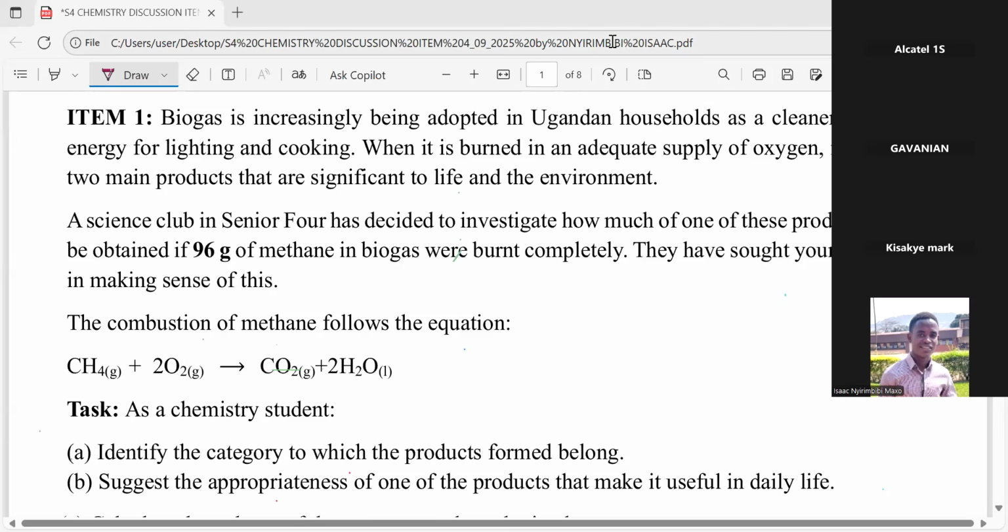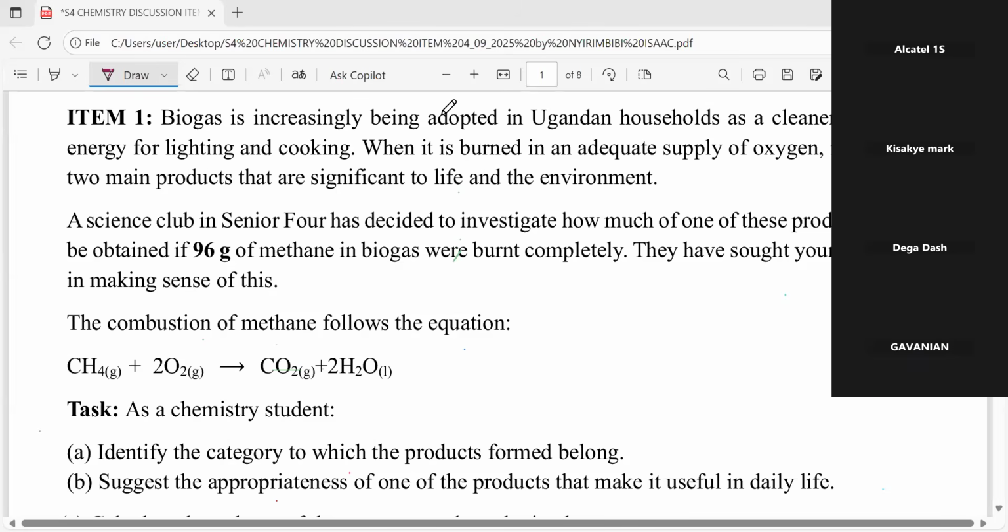Thank you. Now, he has read for us. And now we have the task. They're saying, as a chemistry student, identify the category to which the products formed belong. Who can give us the first answer? Okay, Kisache first, then we go to Degaga. Kisache, unmute.